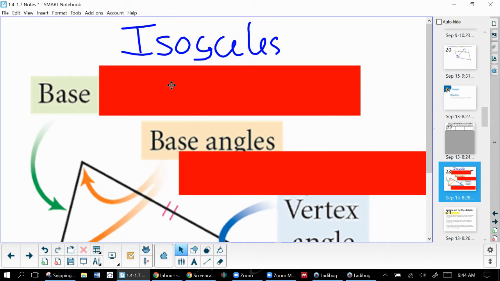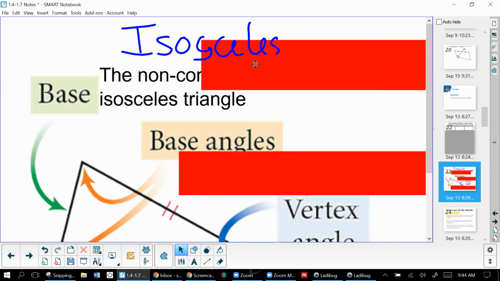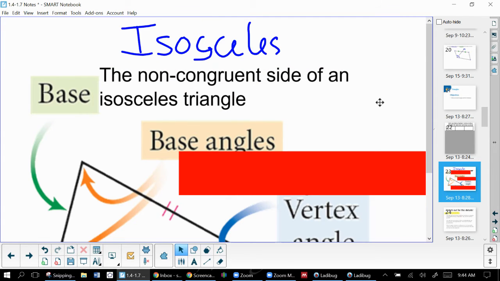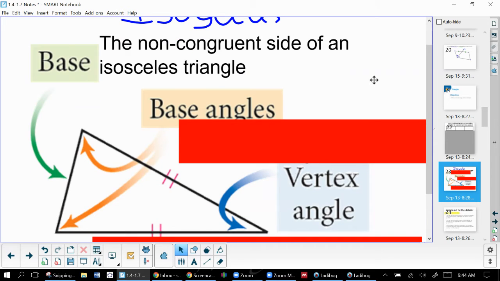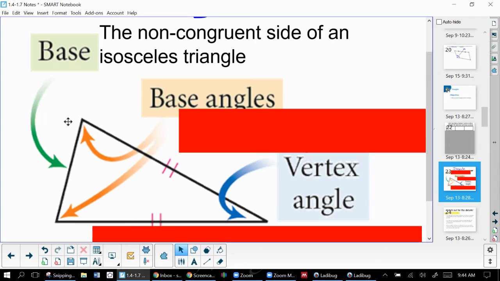So the first one we've got is the base. The base is the non-congruent side of an isosceles triangle. Now, one of the biggest things that you have to know about the base is it does not have to be the bottom in any way. So here the base is over here on the side. The base could be up here on the top, depending on how I drew the triangle. It's just that it's the non-congruent side.